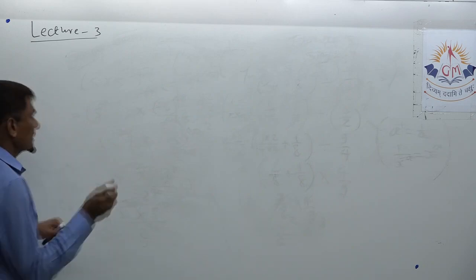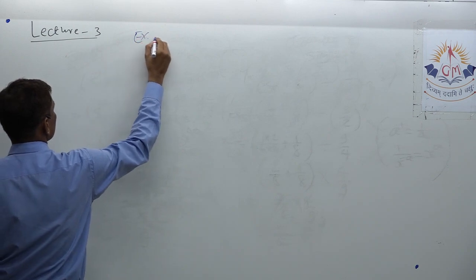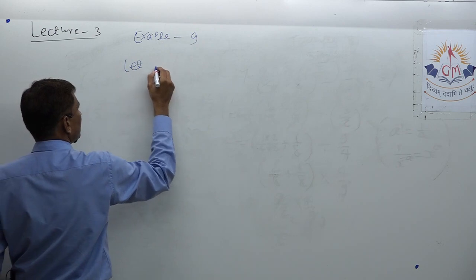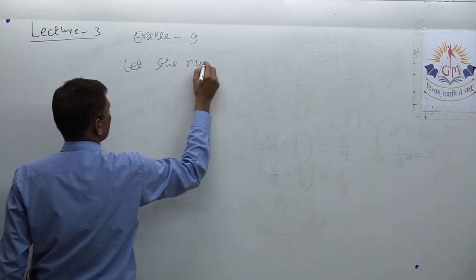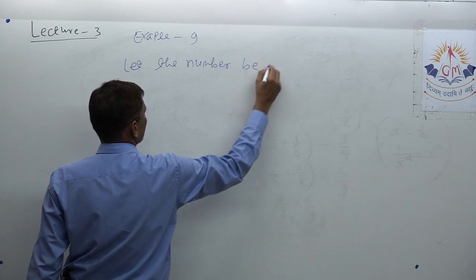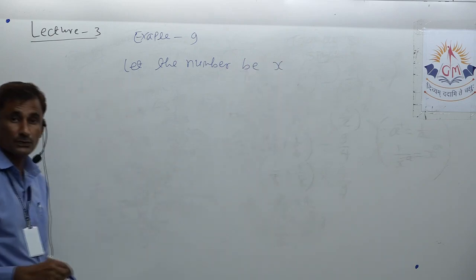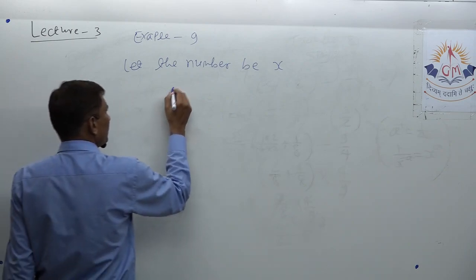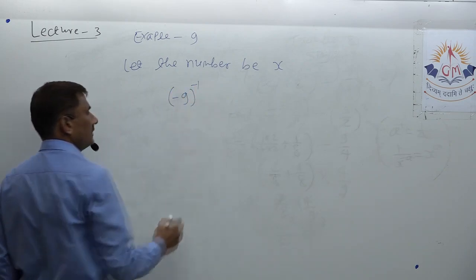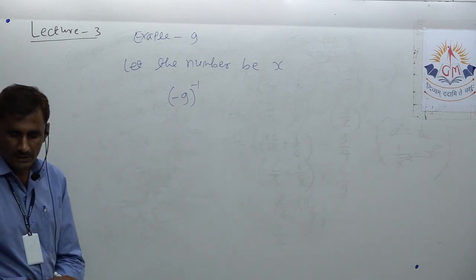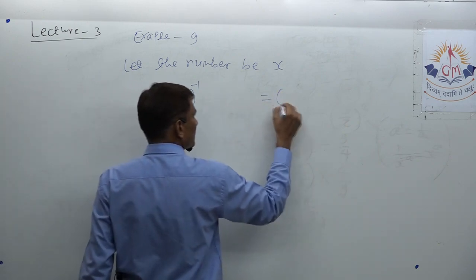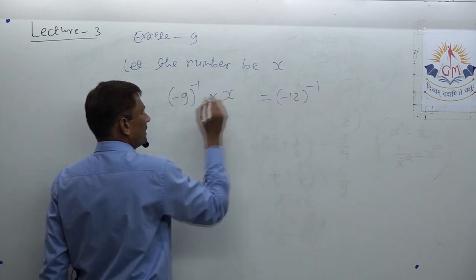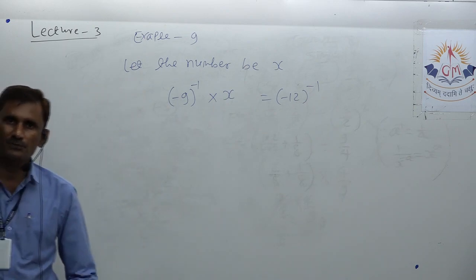Okay, so now example number 9. So let the number be x. Whatever you want to find, suppose it, so that our solution becomes simple now. So they are telling with what number minus 9 raised to minus 1 should be multiplied so that it becomes minus 12 raised to minus 1. So it should be multiplied by x. Now we have to find x.